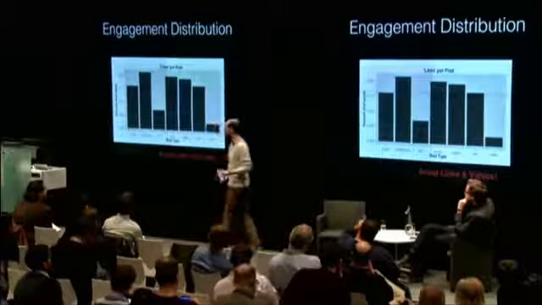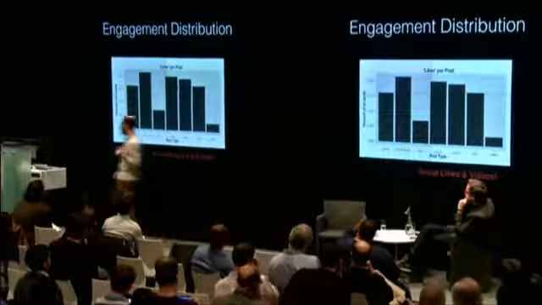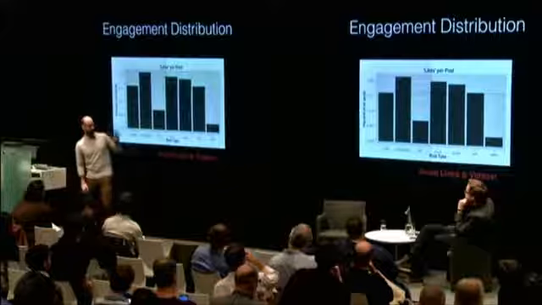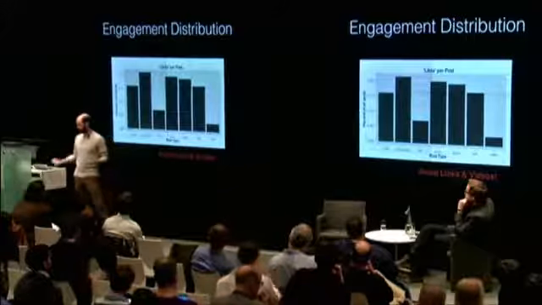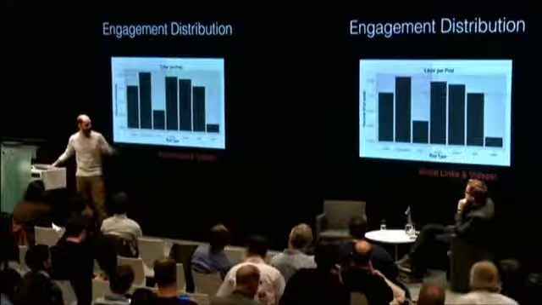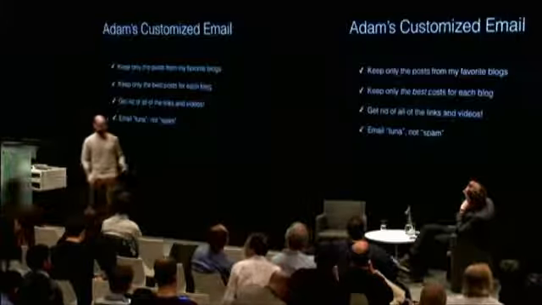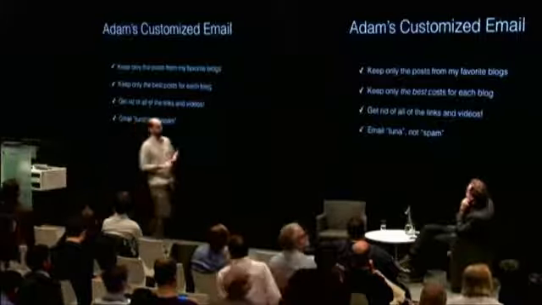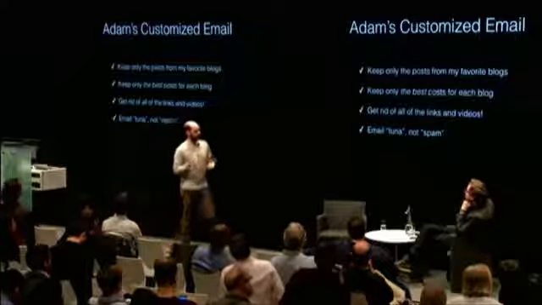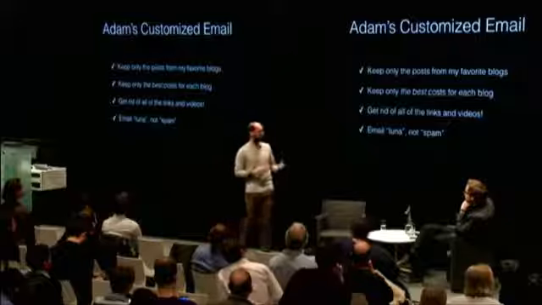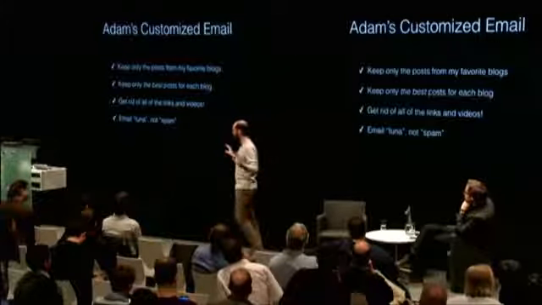So when we're putting my email together, we're going to consider this, right? And this is for me. There are a lot of people who, you know, there's like a huge video sharing community on Tumblr. Theirs would probably be very different. So the things that I didn't talk about, we're going to keep only the posts from my favorite blogs that I interact with. We're going to keep only the best posts from each of those. We're going to just get rid of all the links and videos.